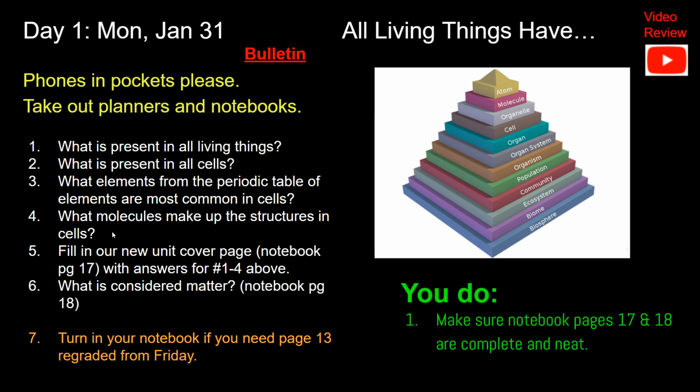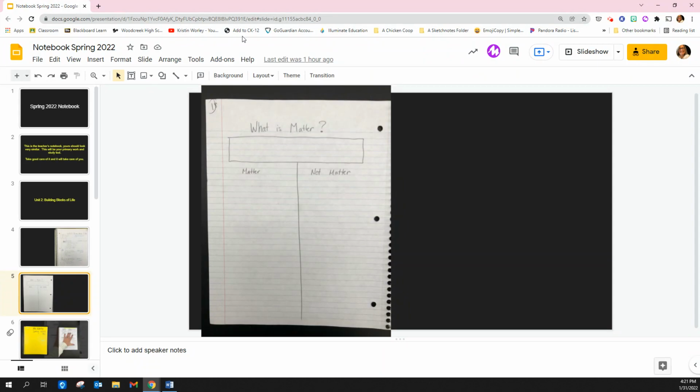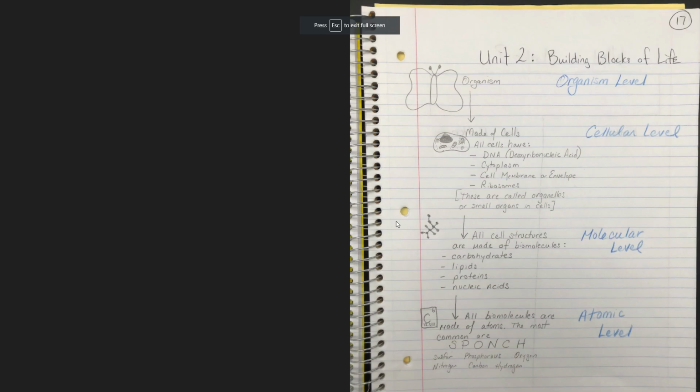If you'd like to see page 17, what we produced today, then you're going to want to take a look at our notebooks. You can see that in Google Classroom, and you can also see that right here. Our notebook has been updated, so you can see that the Unit 1 material moved down, and we currently have our Unit 2 material at the top of our notebook link. So you can see we've got Unit 2, Building Blocks of Life.